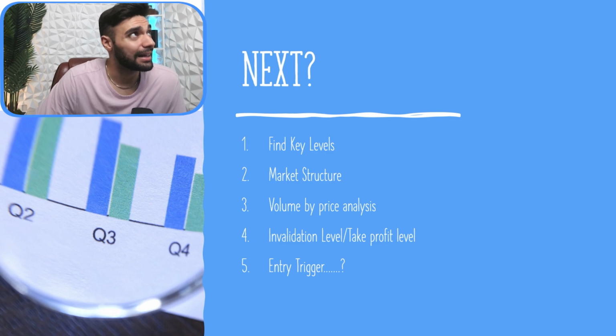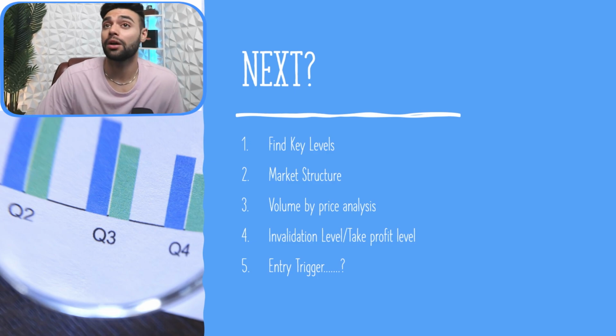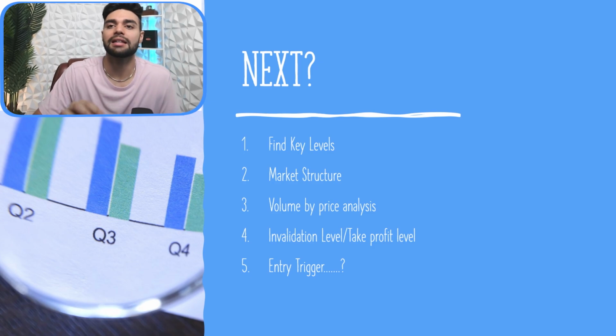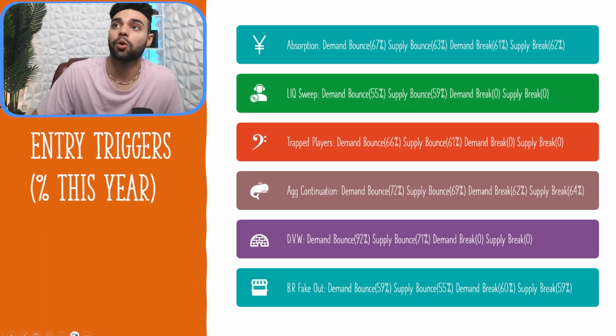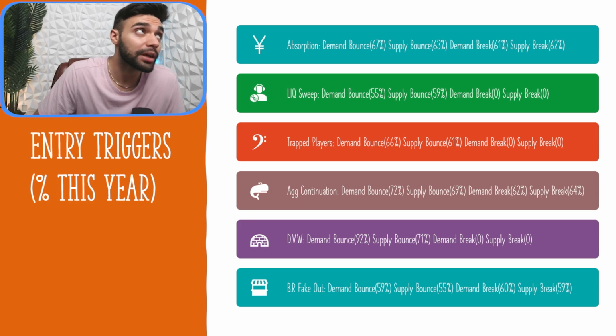We know how to find key levels. We know how to find market structure. We know how to do volume by price analysis. We know the invalidation levels. We know the take profit levels. So all that is left is the entry triggers, right? These are some quick examples, with win rates, of some entry triggers I have.